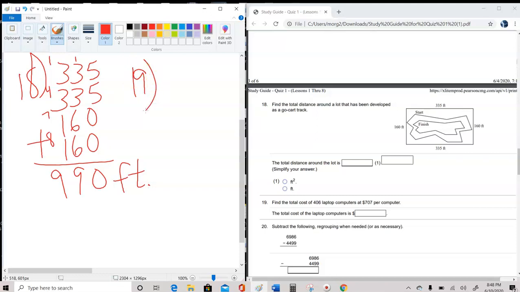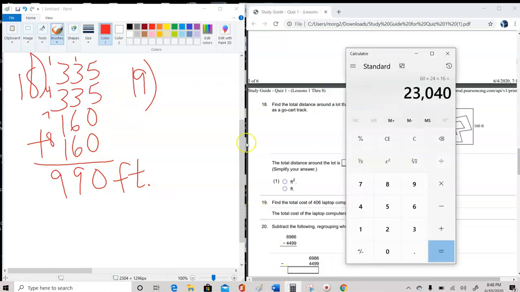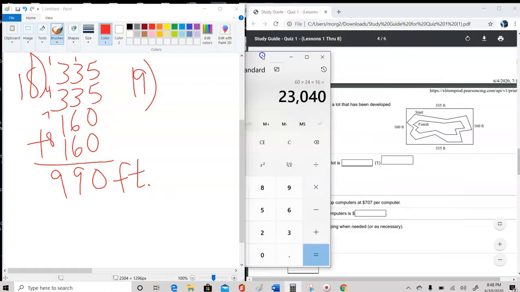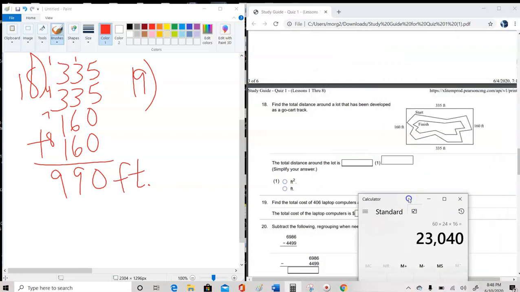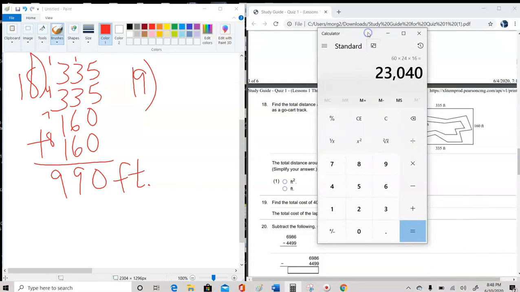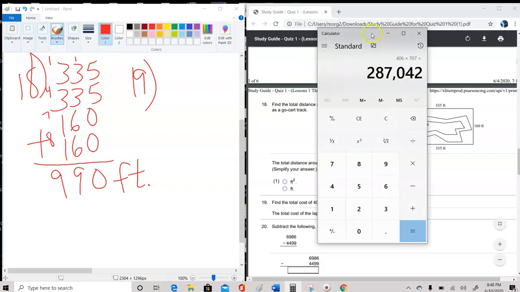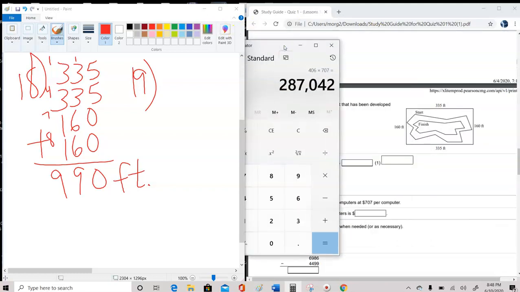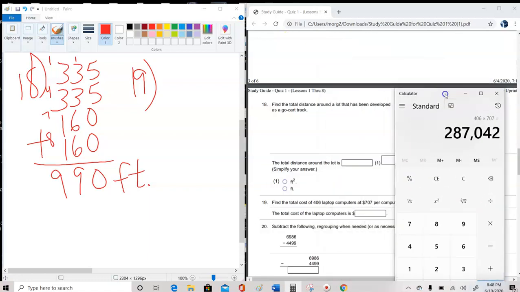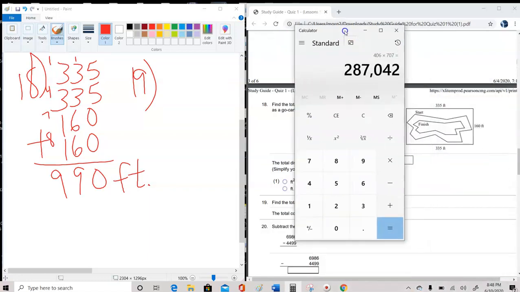Number 19, find the total cost of 406 laptop computers at $707 per computer. Now, per means multiply, so we'll just multiply 406 times 707. And here's our final answer, $287,042. So that's the total cost of your laptop computers.